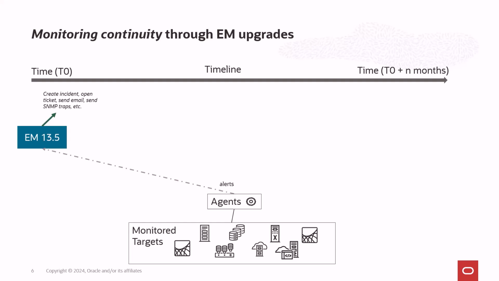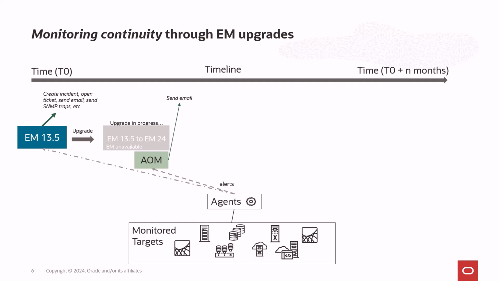Let's see how Enterprise Manager provides monitoring continuity during upgrades. In Enterprise Manager 13.5, you can receive alerts from agents, create incidents, and send email and other notifications for these alerts. When EM is upgraded from EM 13.5 to EM 24, there will be a planned downtime during which EM is unavailable. At this time, you can use always-on monitoring to receive critical alerts from agents and send email notifications.